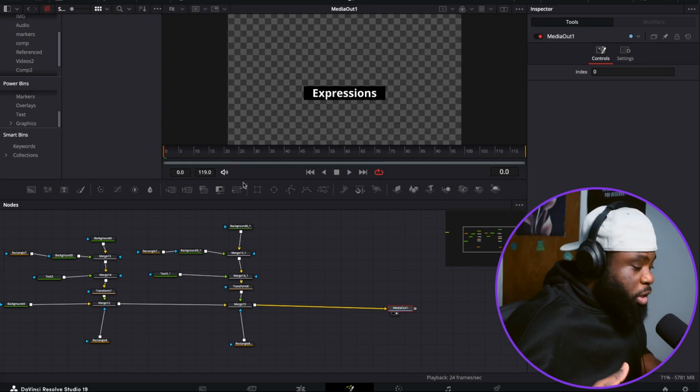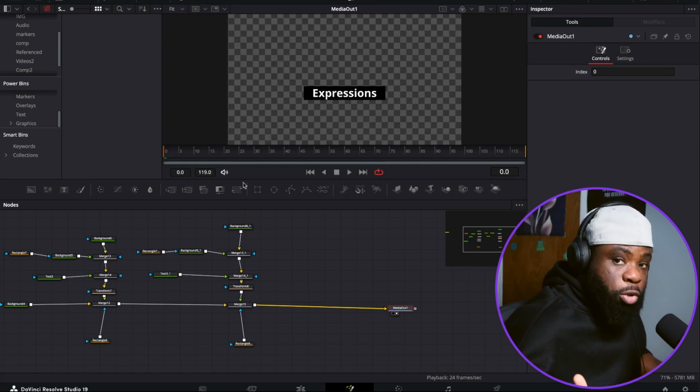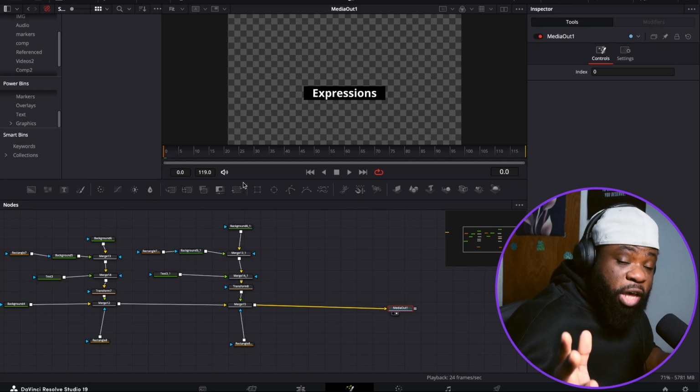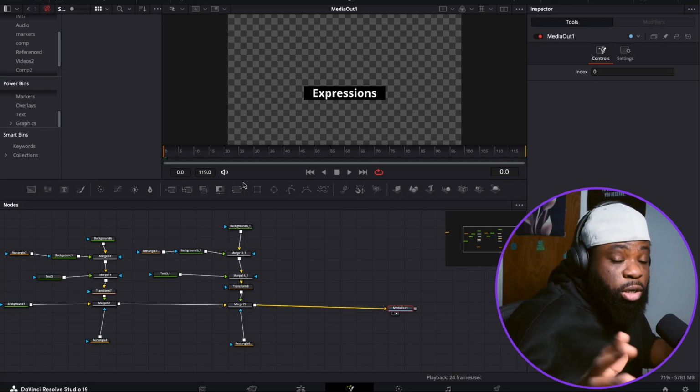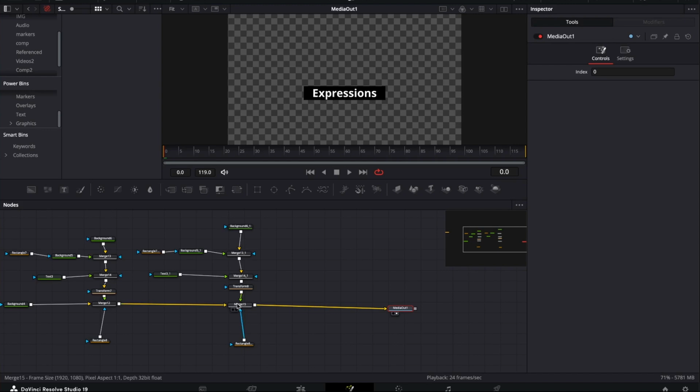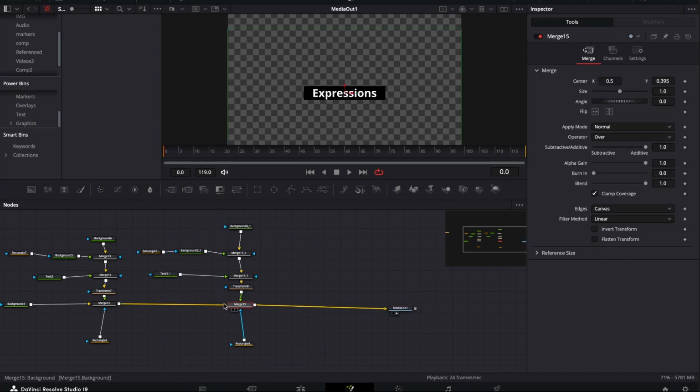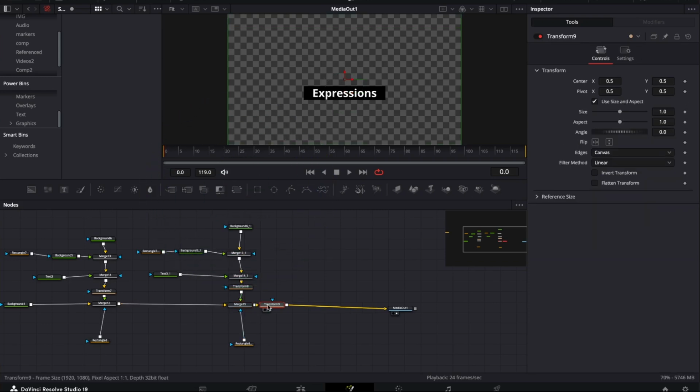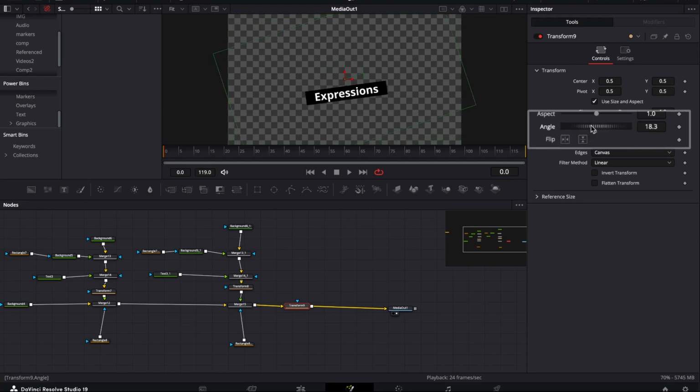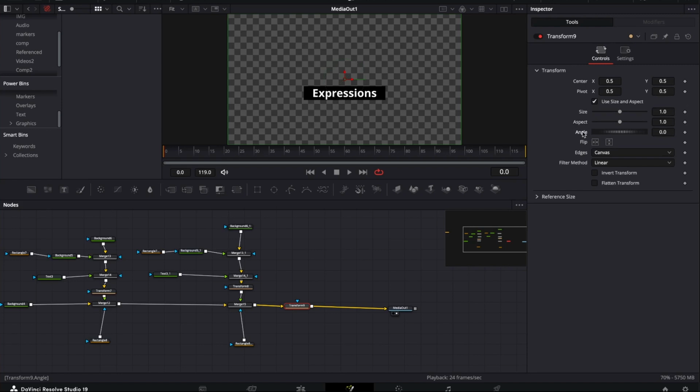So in this instance, I'm going to use the transform node and we are going to use the angle just to explain it in the most simple form. All right, so we are going to head to the merge here and we are going to add a transform node, so that we affect everything we have done previously. So we got the angle here. If I turn this angle around, you see what that does. It simply turns it around. Okay, and we know a complete turn is 360.